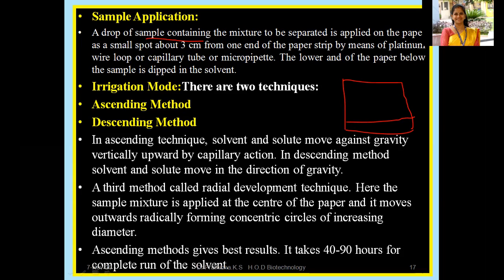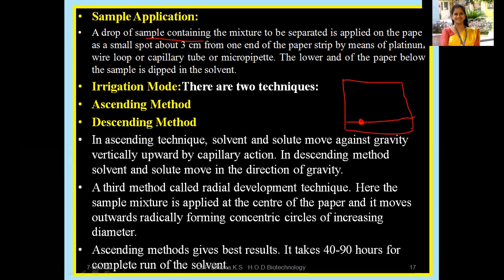The lower end of the paper, below the sample, is dipped in the solvent. So a drop of sample containing the mixture to be separated, you are going to take by using the wire loop or capillary tube or micropipette. You'll make one very light line, and you are going to spot that particular sample 3 centimeter from the end of this particular paper strip.